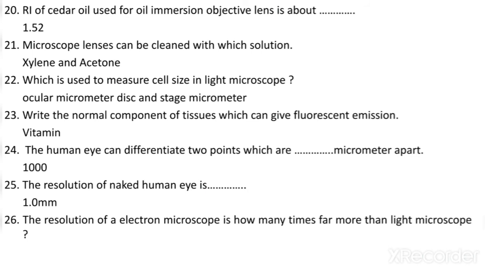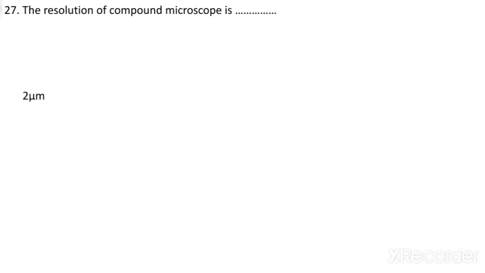The resolution of an electron microscope is how many times more than light microscopy? Very important, it is 500 times more than light microscopy. The resolution of a compound microscope is how much? It is 2 micrometer. This question is asked many times in ICAR NET and CSIR NET for 2 marks. 1 micrometer is equal to 10 raised to the power minus 6 meter.